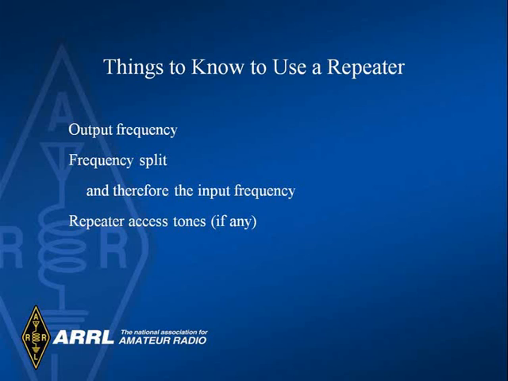The information that you will need to know to use a repeater are the output frequency, the frequency split, and any access tones. For instance, the local repeaters here in the Waxahachie area all transmit on 145.410 megahertz. All have a minus 600 kilohertz split, and all use different tones. In Waxahachie, the repeater tone is 162.2 hertz. For Midlothian, 110.9 hertz, and Ennis is 131.8 hertz.